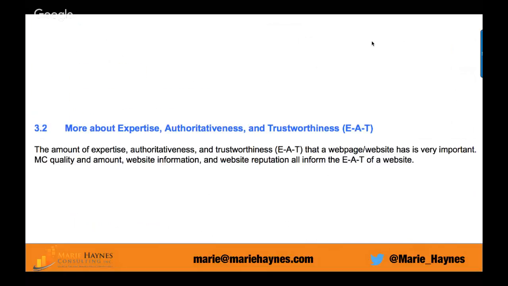So I'm going to show you some quotes. These are from the Quality Raters Guidelines. We're going to talk about what EAT is and how we can make improvements to EAT to hopefully see improvements in the rankings of our website. So this is directly from these Quality Raters Guidelines, and they talk about EAT being the amount of expertise, authoritativeness, and trustworthiness that either a page or a website has. They say that it's very, very important, and EAT is made up of the quality of the main content, the information that's on the website, very much of the reputation of a website, which we'll talk about more. And there are other factors as well.